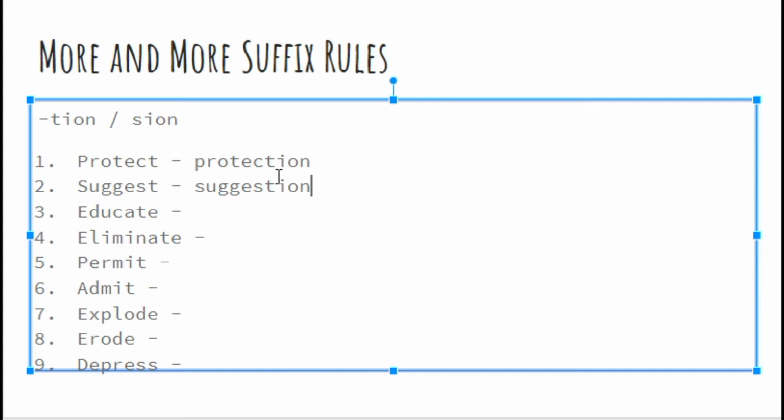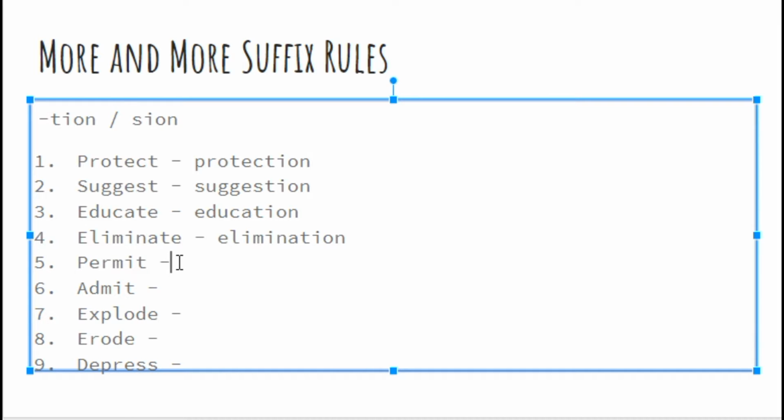Suggestion. Okay. Similar. If it ends with A-T-E, you're just going to drop the E and add the I-O-N. Most of you spelled education right on your test. But it's the same thing with elimination. Elimination.